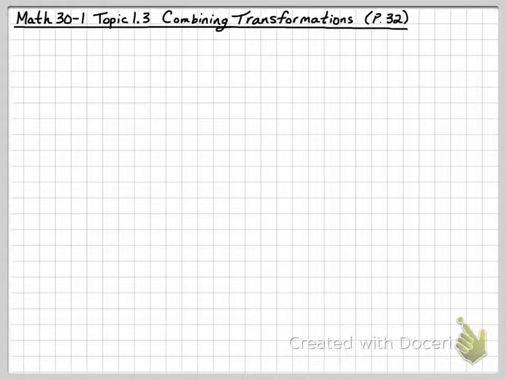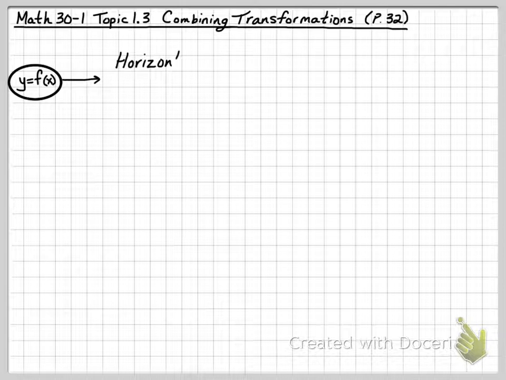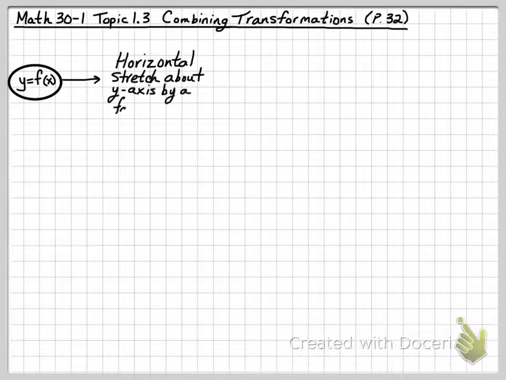Well, today in Math 30-1, we're going to cover topic 1.3. What we're going to do today is combine the transformations that we've learned in sections 1.1 and 1.2. Here we go. So we're going to start with some function, y equals f of x. And what we're going to learn is that the first thing we're going to do is our horizontal and vertical translations. Now they can be done in either order, but just to be consistent, we're going to follow the book, and we're going to do the horizontal stretch first.